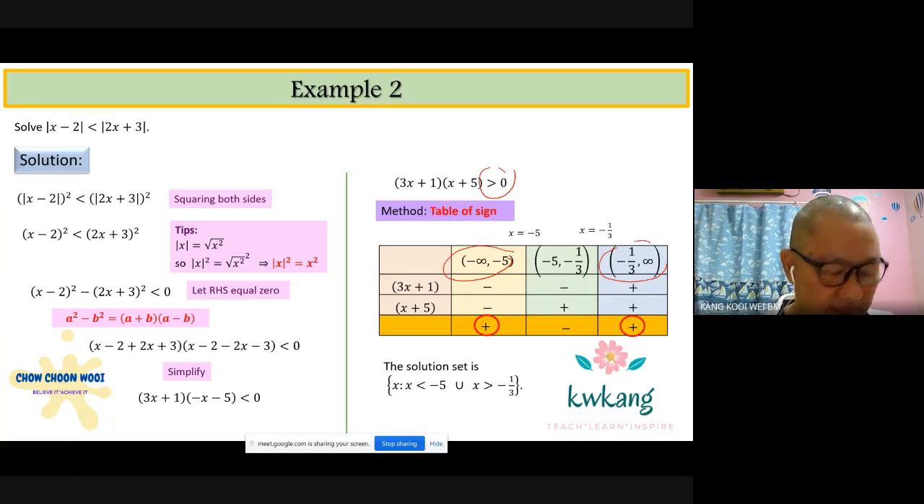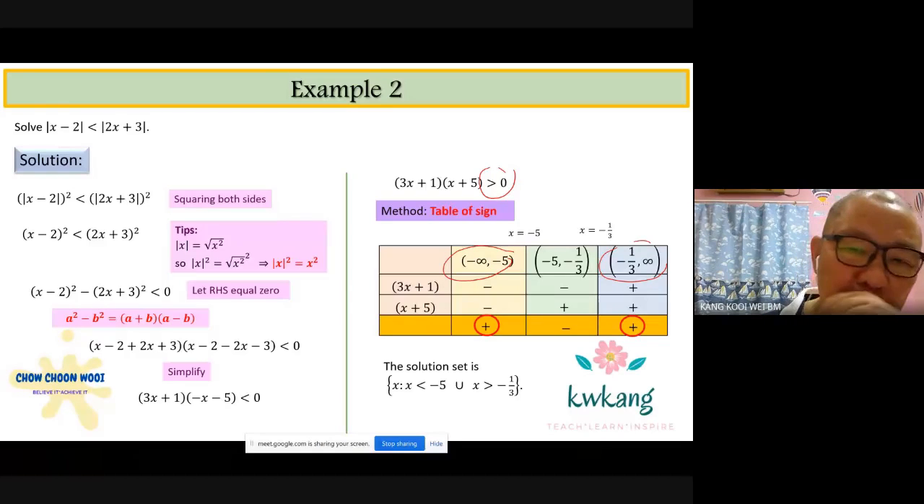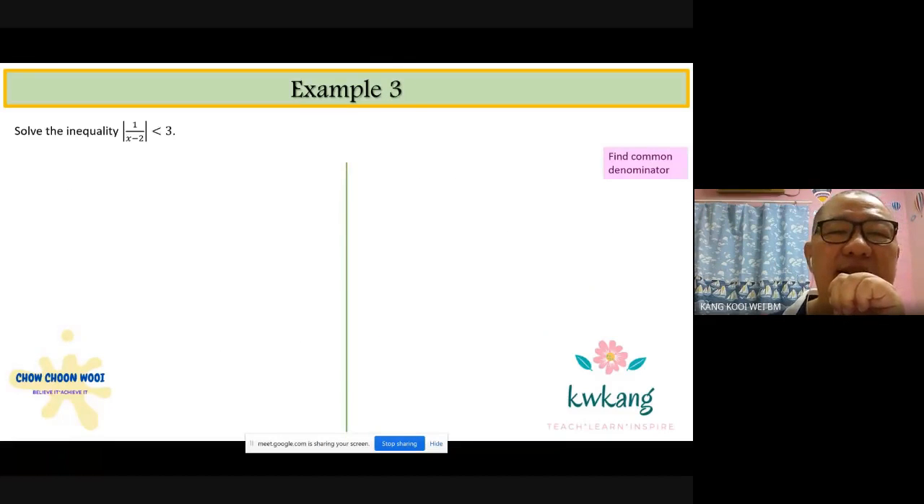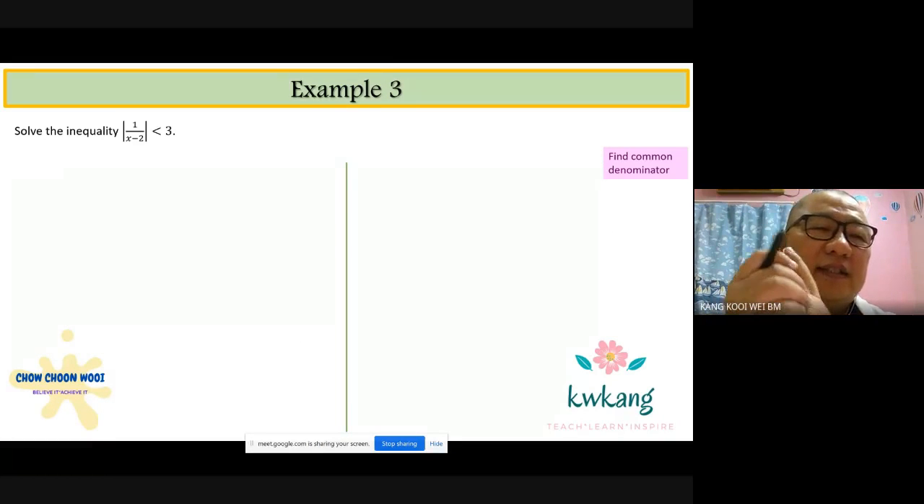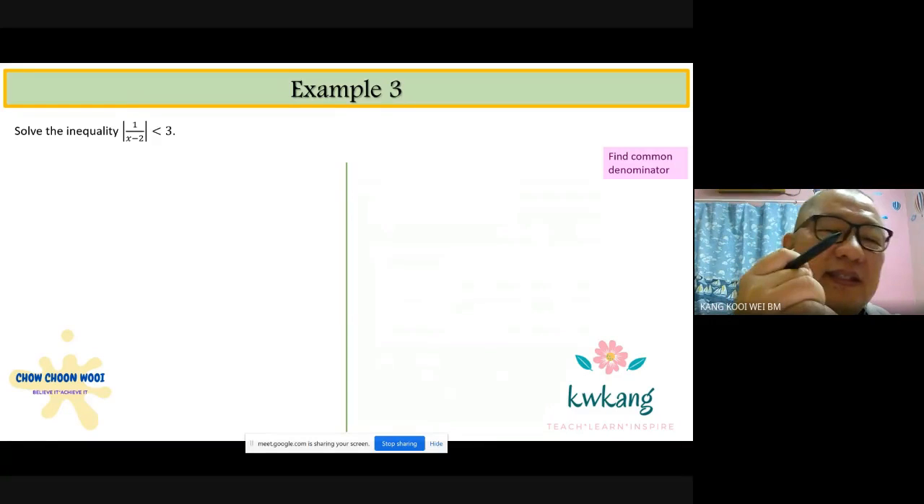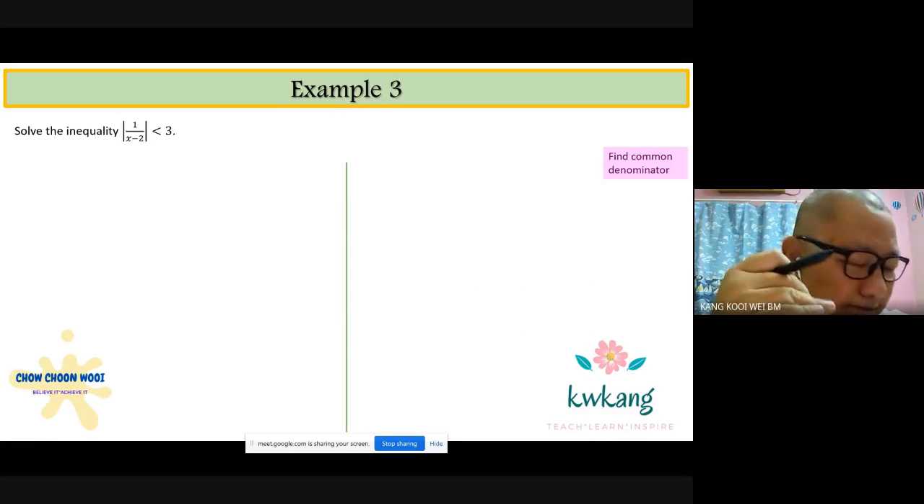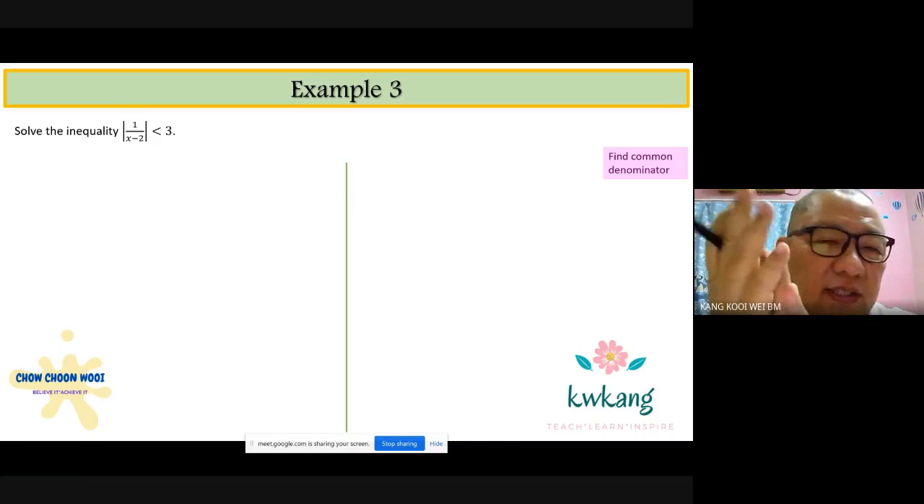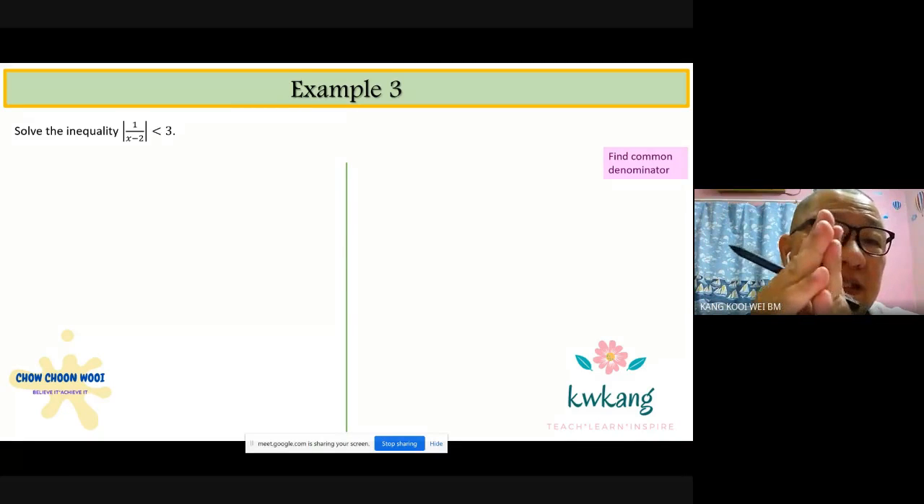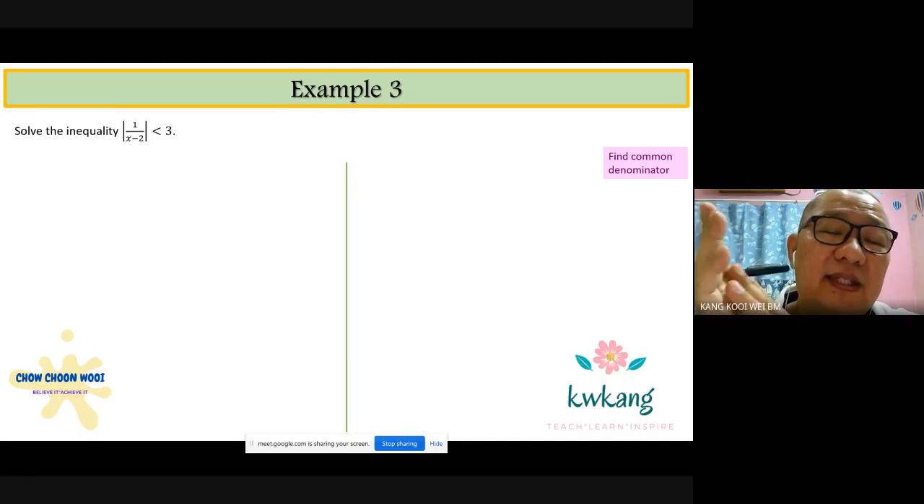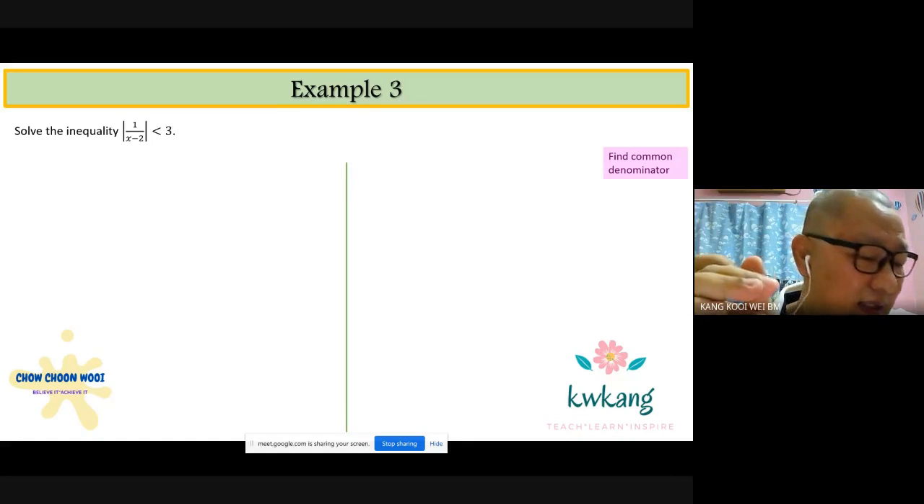Okay, dapat tak? Class dapat? Kalau dapat, next. Okay, look at this one. Solve the inequality. So basically, apa yang kita belajar ni, boleh tak kita bagi tahu saya cara nak solve this inequality? Can you please tell me how we are going to solve this inequality?